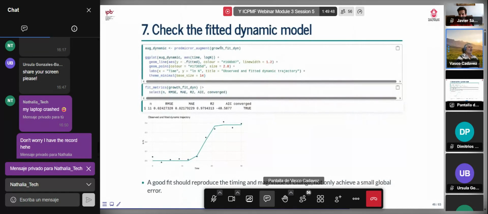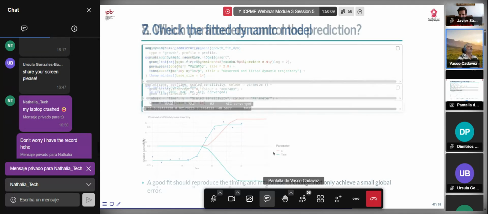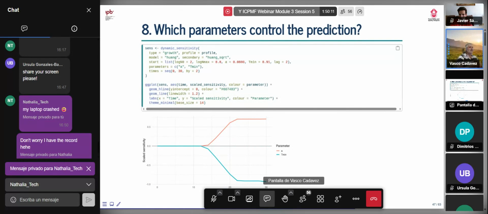So if you want to check the fitted versus observed, you can also do the augment from predmicroR. You augment your data set with the fitted values and the residuals, and then you can plot with ggplot the observed values, the dots, and these are the fitted values, the line. Okay, and we have also the metrics to evaluate or analyze the fitting quality of our model.